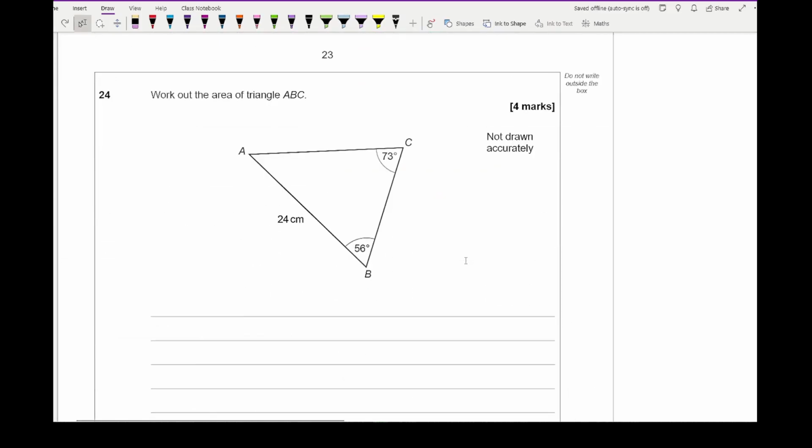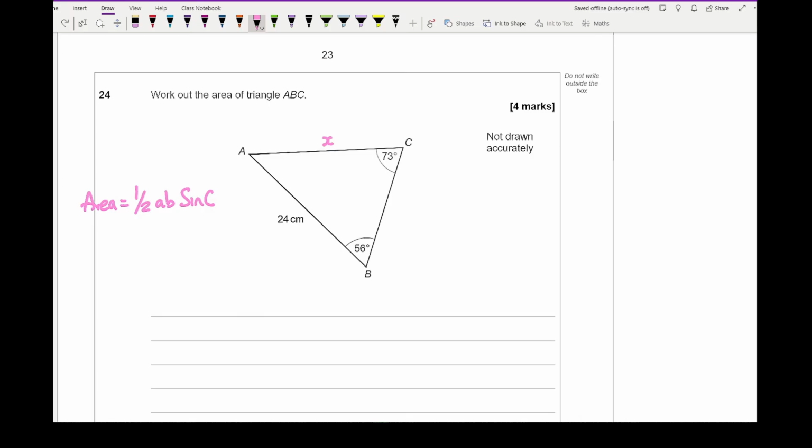Then moving on to question 24, it says to work out the area of the triangle ABC. For this, I don't know the perpendicular height, so the formula for the area is going to be a half ab sine C. I only know one side, so what I then need to do is find out what one of the other sides is. So I'm going to find out what this side here is.